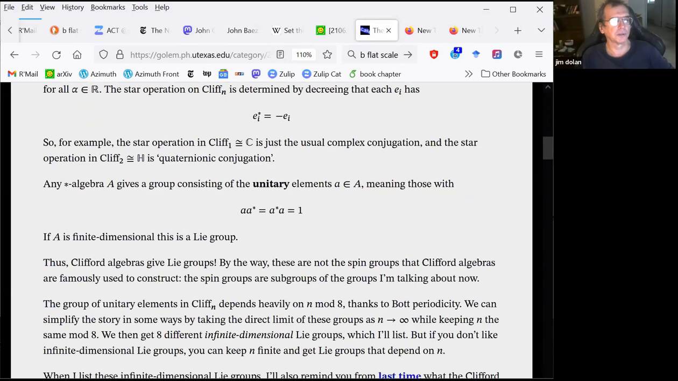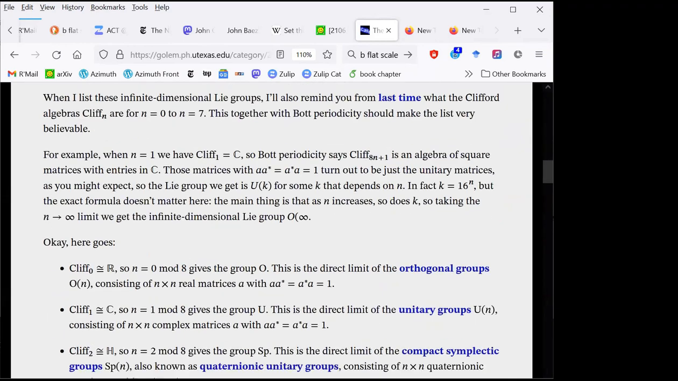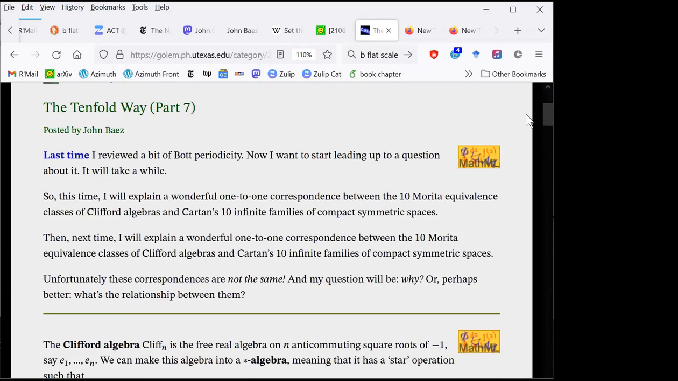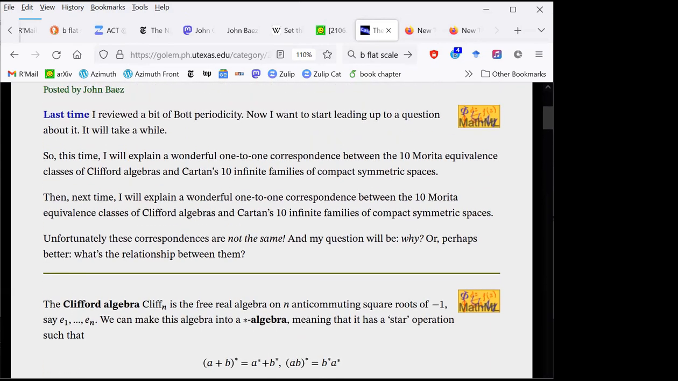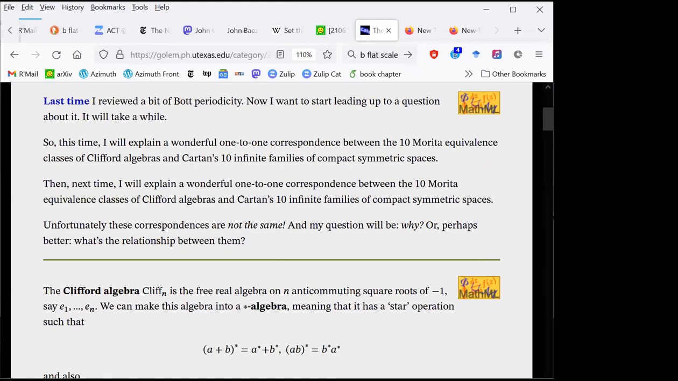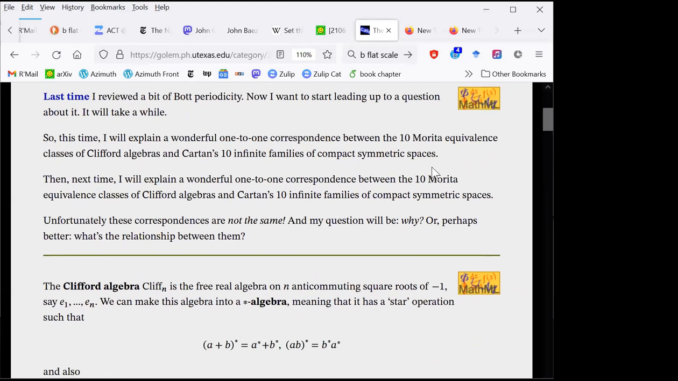Somewhere I say that Cartan got 10 infinite families and maybe a bunch of exceptional ones, which I'm not going to talk about. And so the tenfold way is related to the fact that there are 10 kinds of Clifford algebra, where you're keeping track of both the 8 real and the 2 complex Morita equivalence classes.